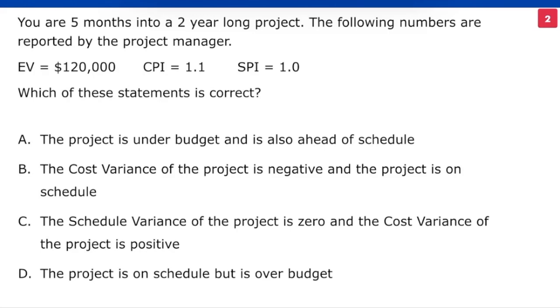A. The project is under budget and is also ahead of schedule. B. The cost variance of the project is negative and the project is on schedule. C. The schedule variance of the project is 0 and the cost variance of the project is positive. D. The project is on schedule but is over budget. Please pause the video and try the problem.